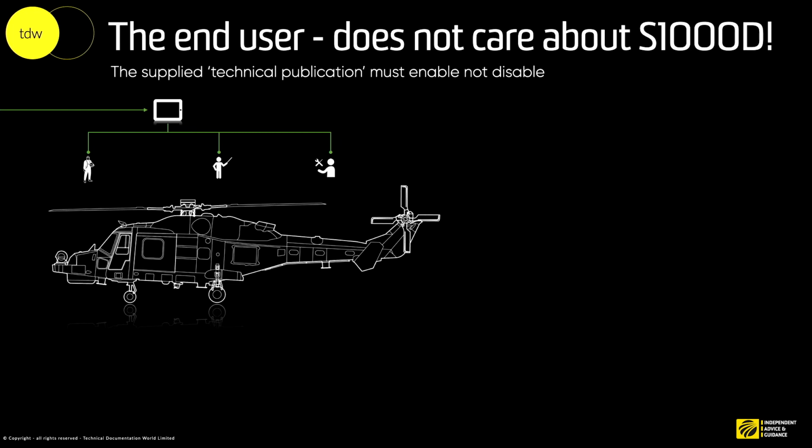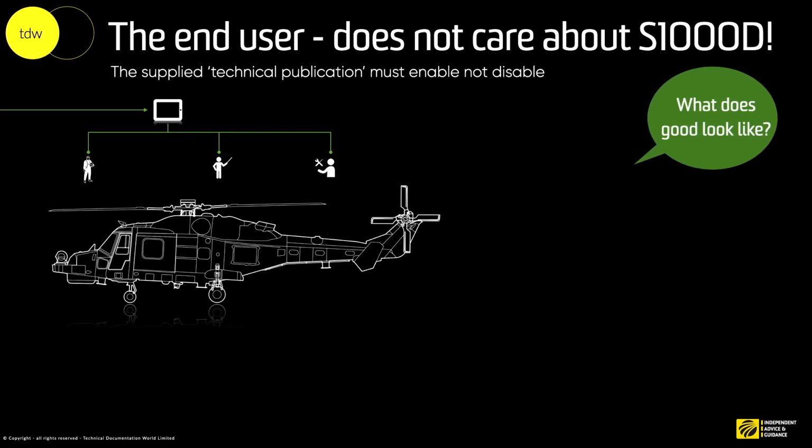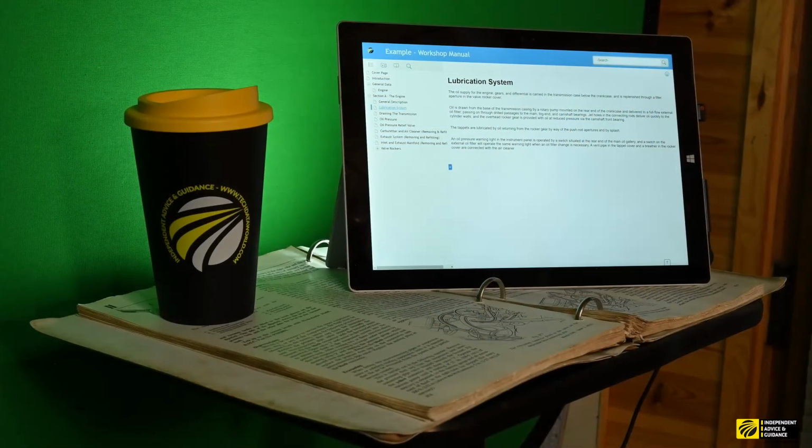What we need to do is understand what good actually looks like for these guys. But what's important at the top of the slide there is these guys don't care about structured languages. They don't care about S1000D. They don't care about business rules. They don't care about all of that stuff. What they care about is that the technical publication is enabling them to do the job they need to do.